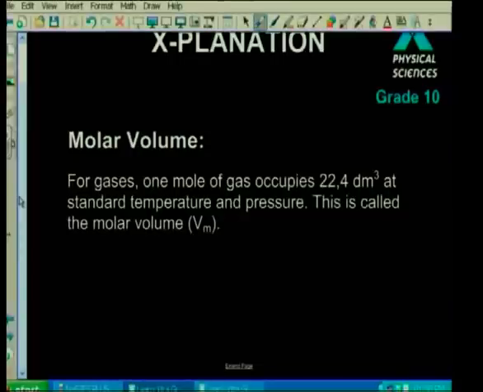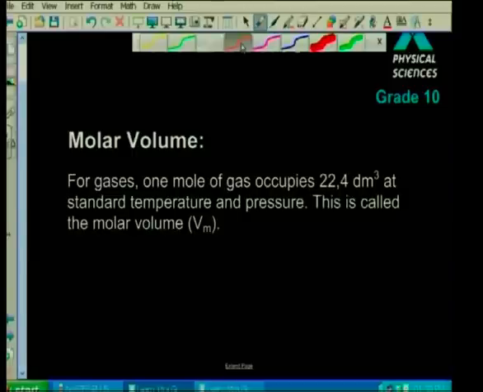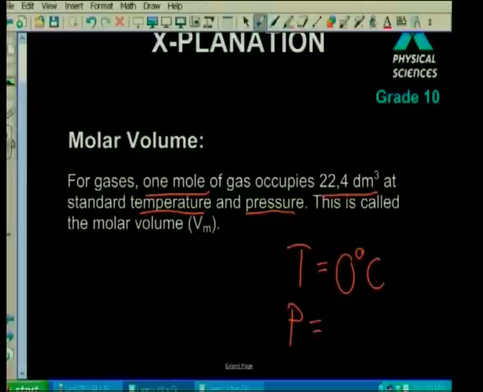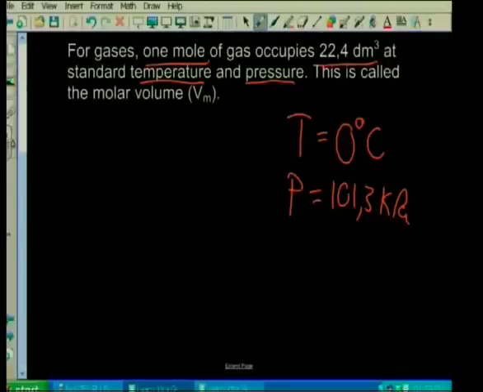The next idea that we want to put across is the idea of molar volume. Sometimes we deal with gases, and 1 mole of any gas, doesn't matter what the gas is, occupies 22,4 decimeters cubed at standard temperature and pressure. What do we mean by standard temperature? The standard temperature in this case is 0 degrees Celsius. The standard pressure is 101,3 kilopascals, 1 atmosphere. So there we've got our standard units. This standard volume of 1 mole of any gas will occupy 22,4 decimeters cubed.